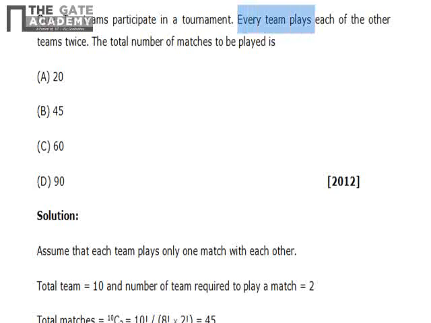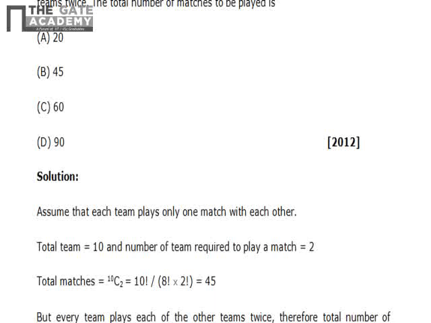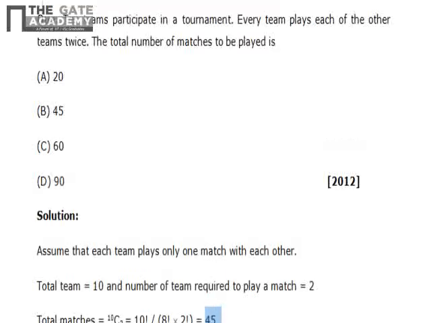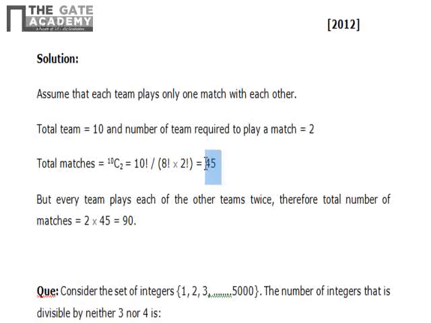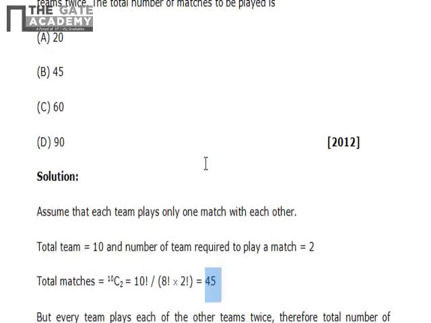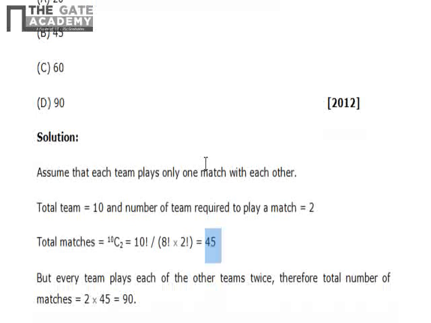Suppose this condition would not have been there. If it had been written that every team will play only once with the other team, then it is nC2, where n is the number of teams. So here the number of teams is 10, so the total matches will be 10C2. If you solve this, you'll get 45. But here the condition is that every team plays each of the other teams twice, so you have to just multiply by 2. So 45 into 2, that is 90. So 90 will be your answer. The total number of matches will be 90.